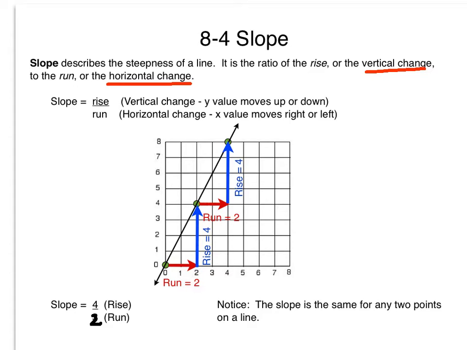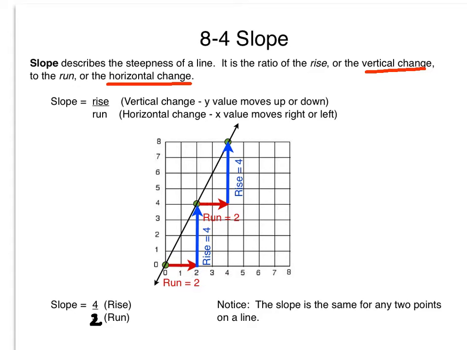The slope equals rise over run, because remember, a ratio compares two things by division, so we're comparing the rise, or the vertical change. Remember that the y is the vertical, so this is where the y value moves up or down, to the run, or horizontal change. Remember that the x-axis, or the x value, is horizontal, so it moves left or right.